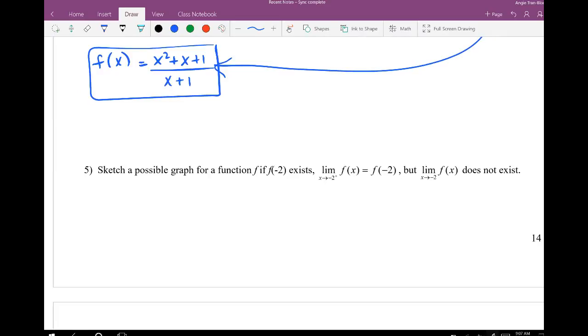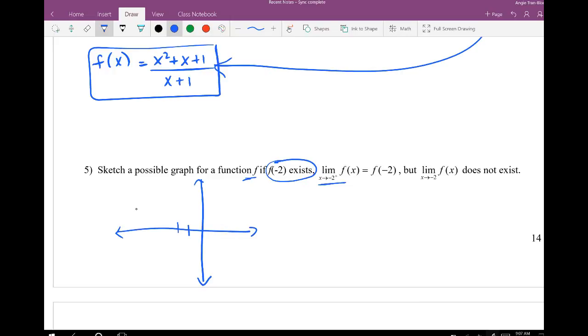Last example of this unit. Sketch a possible graph for a function f. f of negative 2 exists. Okay, so let's start with our coordinate plane. Looks like I need negative 2, so I need more of a negative side. 1, 2. It says it exists, that means it has a value. How about we put it at where? And let's keep on going.